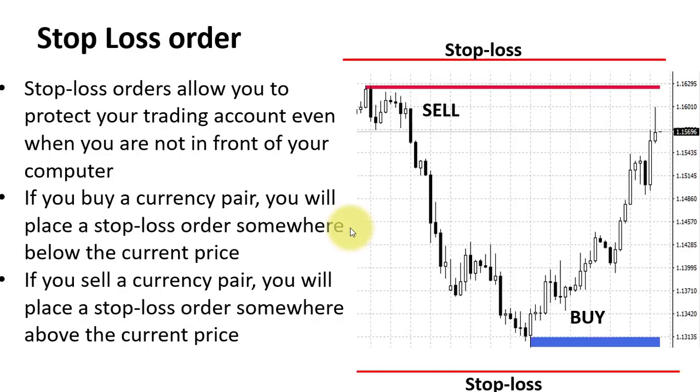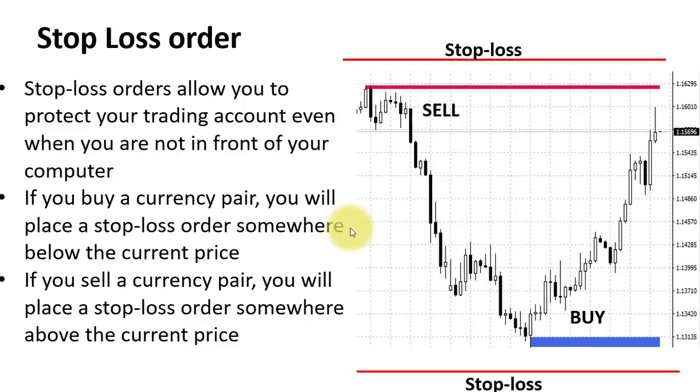Now let's switch our attention to stop loss orders. Stop loss orders allow you to protect your trading account even when you are not in front of your computer, which is essential since it is physically impossible for you to watch your trade 24 hours per day. If you buy a currency pair, you place a stop loss order somewhere below the current price to protect you in the event the currency pair turns against you. If you sell the currency pair, you place a stop loss order somewhere above the current price to protect you in the event the currency pair turns against you.